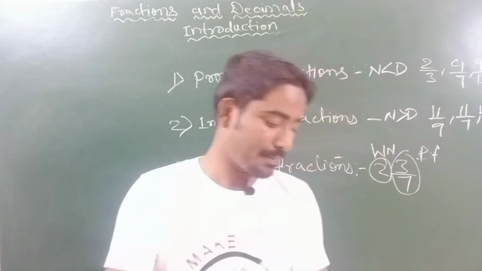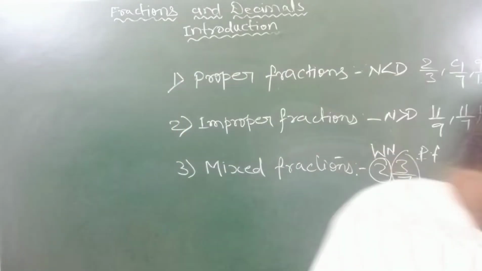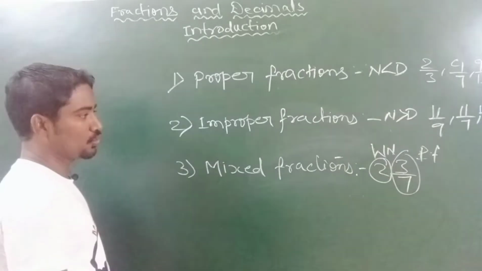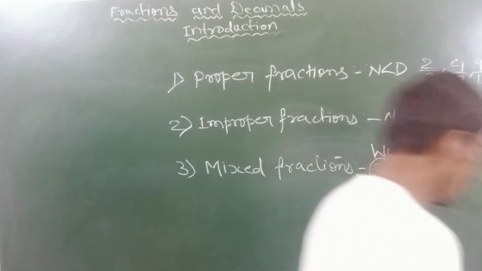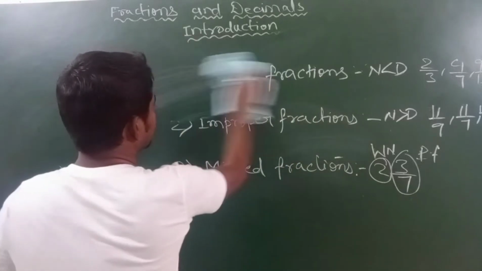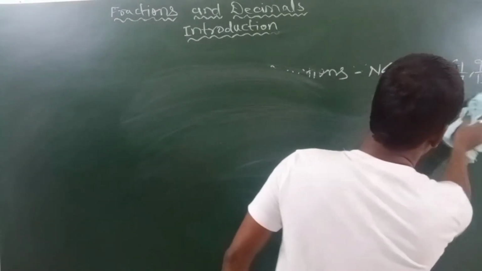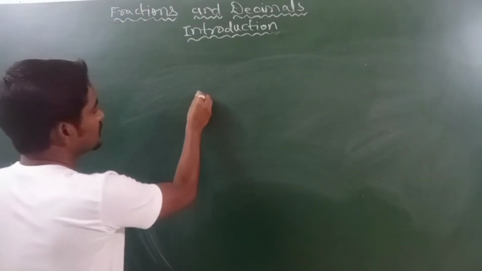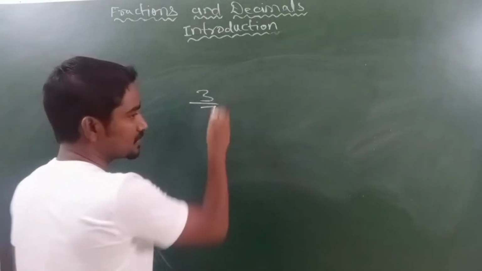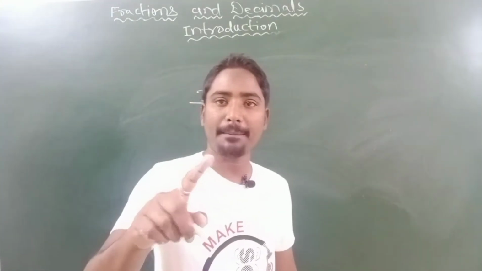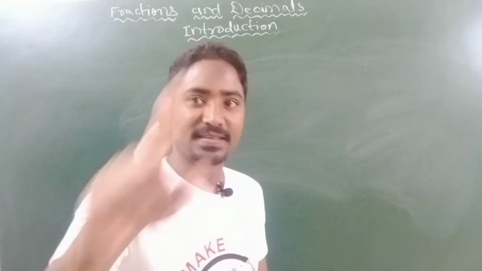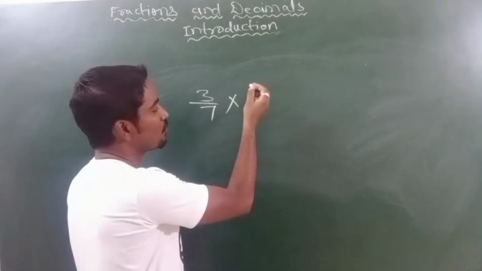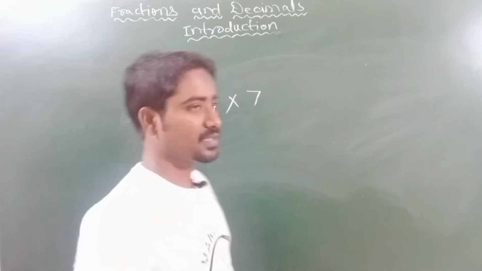Now we will have some operations on fractions. The very first one is multiplication of a fraction by a whole number. To understand this, students, first we have to consider two things, that is one fraction and one whole number. Now here suppose this 3 upon 7, and since we are learning multiplication of a fraction by a whole number, in between a multiplication sign will be there. Now you can consider here any whole number, like suppose I will consider 7.